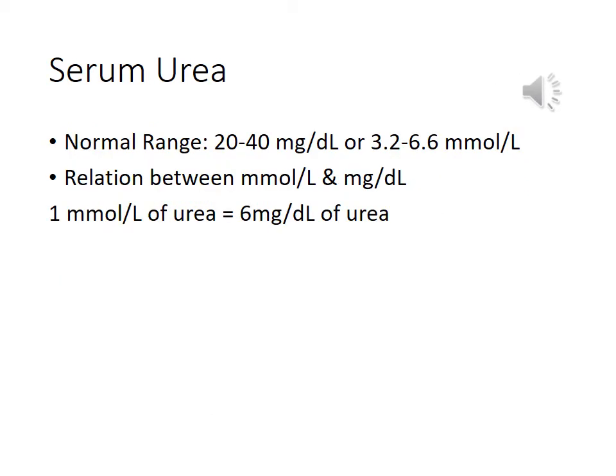What is the normal range of serum urea? 20 to 40 milligram per deciliter. Some places use another unit, millimole per liter. If you have to convert to millimole per liter, you remember this equation: 1 millimole per liter of urea is 6 milligram per deciliter of urea. So if I have results given in millimole per liter and want to convert to milligram per deciliter, I'll multiply by 6. If I have the result in milligram per deciliter and want to convert to millimole, I'll divide by 6.